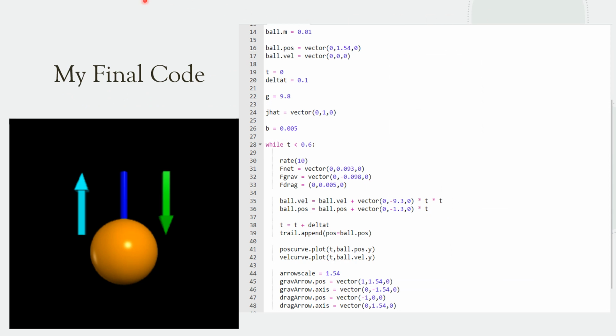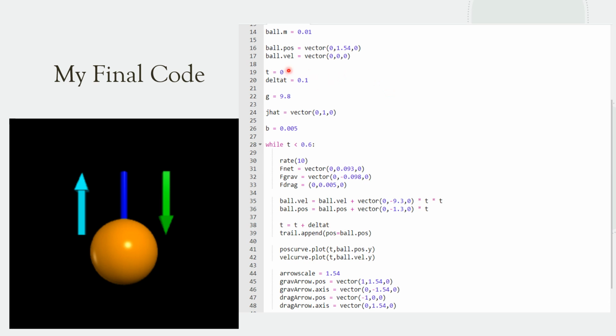Lastly, here's my final code on GlowScript to make the animation, which you can't see, but you can see this. I have a little arrow for the force of air resistance, a little arrow for the force of gravity, and whatnot. The length of the arrows aren't really important, but you can see the time. I have 0.6 seconds because that's how long it took. 0.005 because that's how many newtons. That's the b for force of drag.